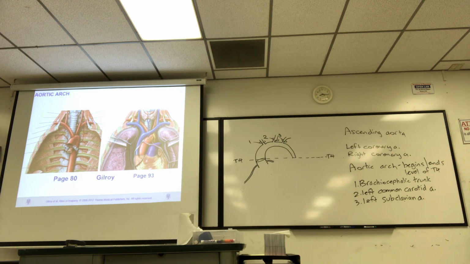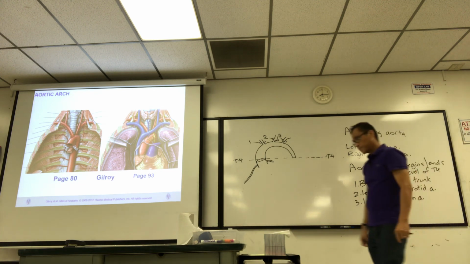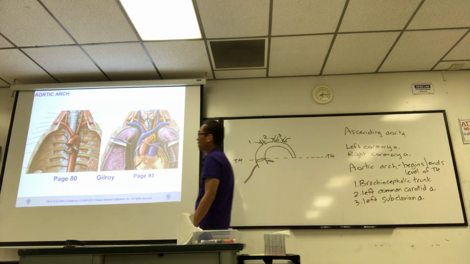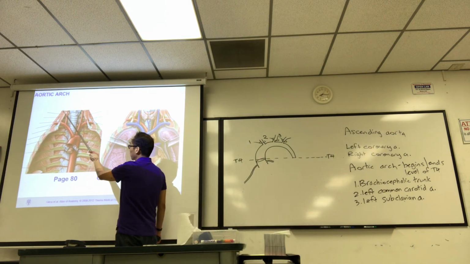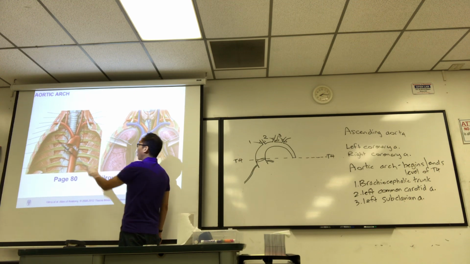So the question becomes, where's the right common carotid and right subclavian? They are branches of the brachiocephalic trunk. So if you follow number 1 up on the picture, there's the brachiocephalic trunk. It'll then branch into the common carotid and the subclavian on the right side.